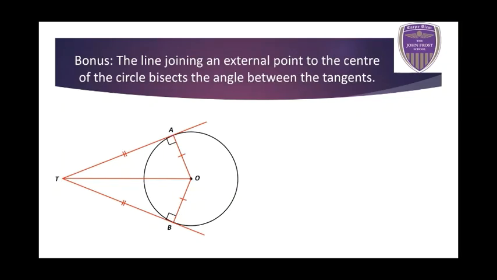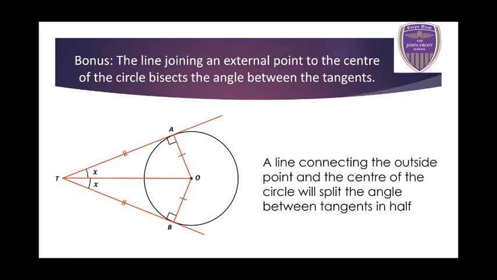And just a little bonus circle theorem: if you were to draw a line from this external point T to the center of the circle, you would bisect the angle between the tangents. Now, what does that mean? What that basically means is if I draw a line connecting the outside point to the center of the circle, it will split the angle between the tangents in half. That's what bisect means. It means to cut in half.